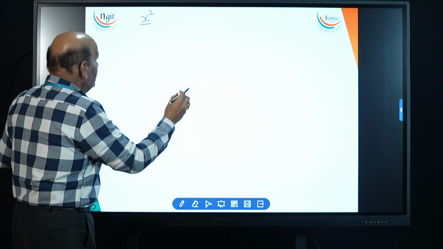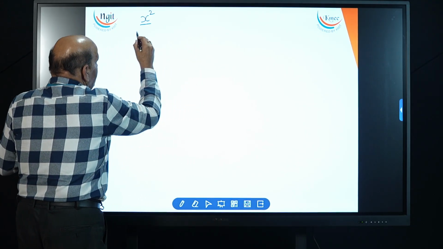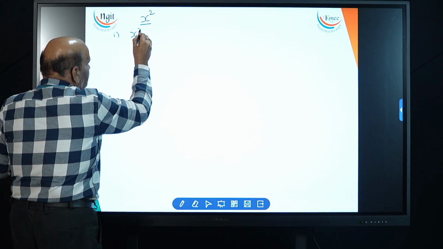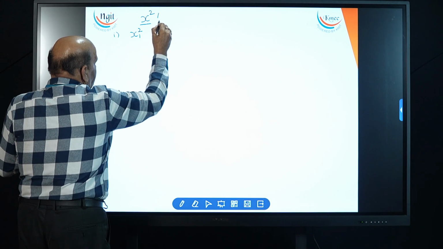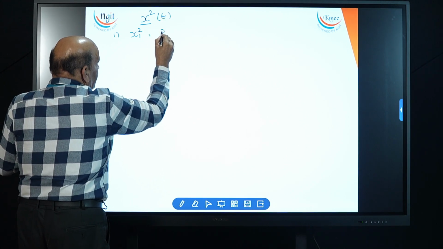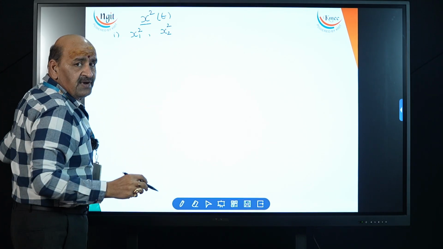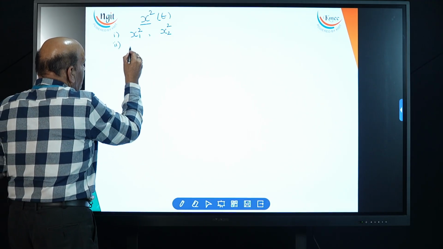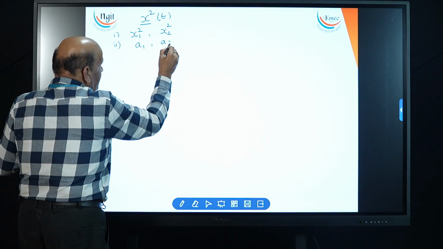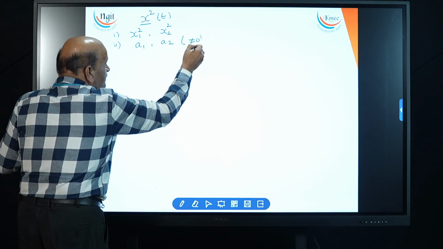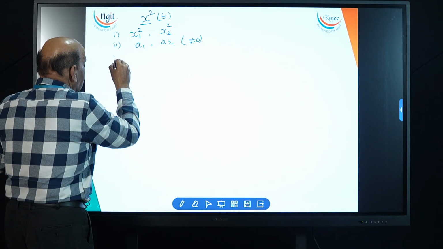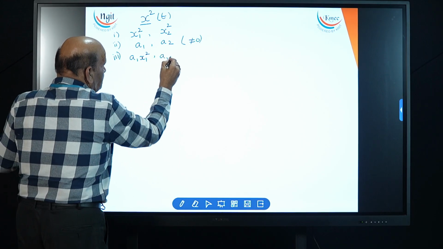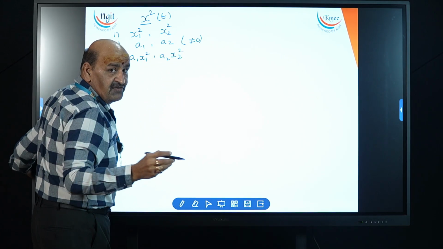Now just look at, this is the given input x square. In the first step, we have to create two different signals: x1 square of t, and the second one, x2 square. So two different signals we are creating. Next, for these two signals, let us take two constants a1, a2, both not equal to 0. Now third step, a1 x1 square and a2 x2 square. These two are different signals.